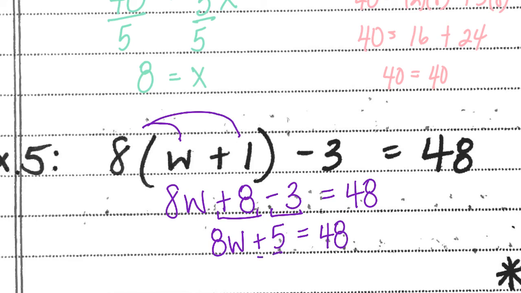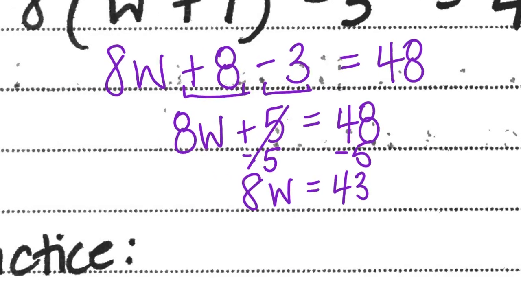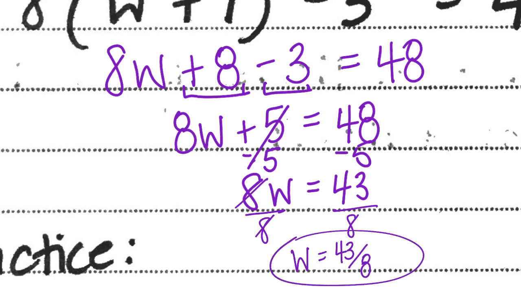When I subtract 5 from each side, these cancel out, and 8w equals 43. And yes, I just have to divide. Since 8 is being connected with w by multiplication, we just have to divide each side by 8. And w equals 43 over 8. Do those weird numbers kind of throw you off? Don't let them.